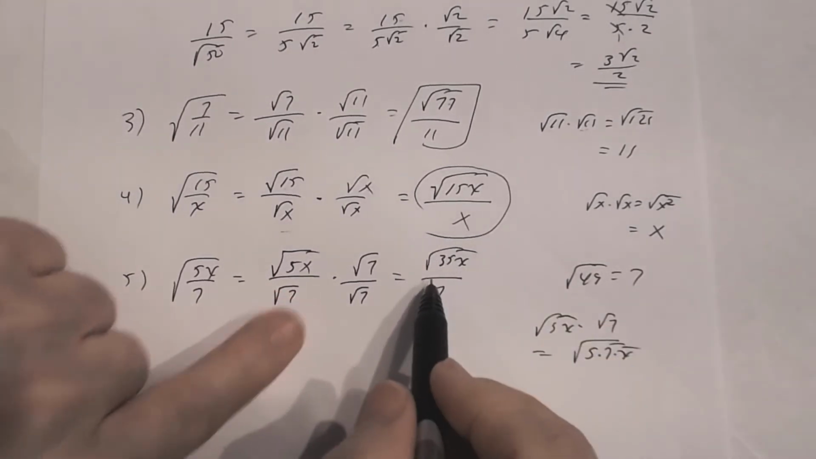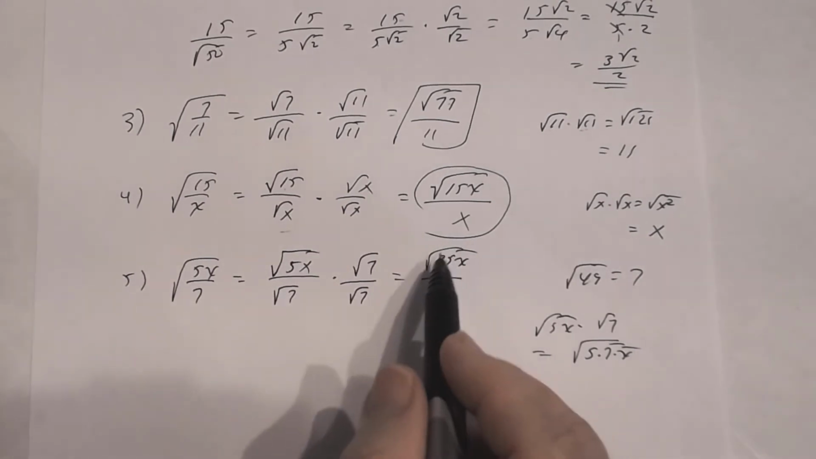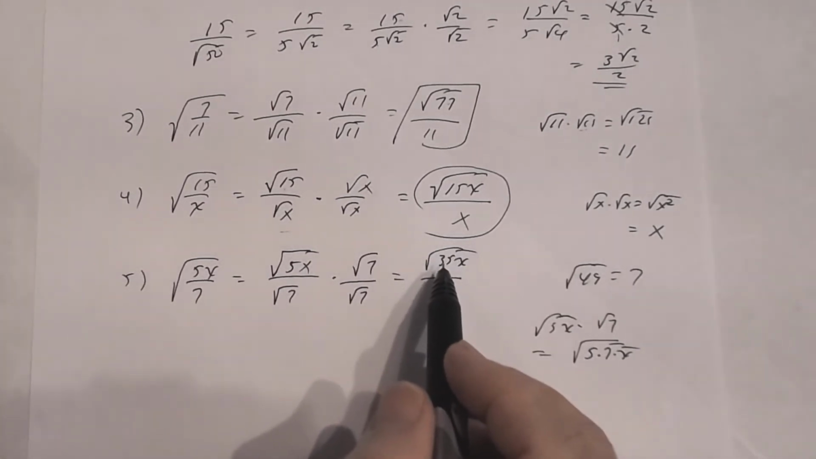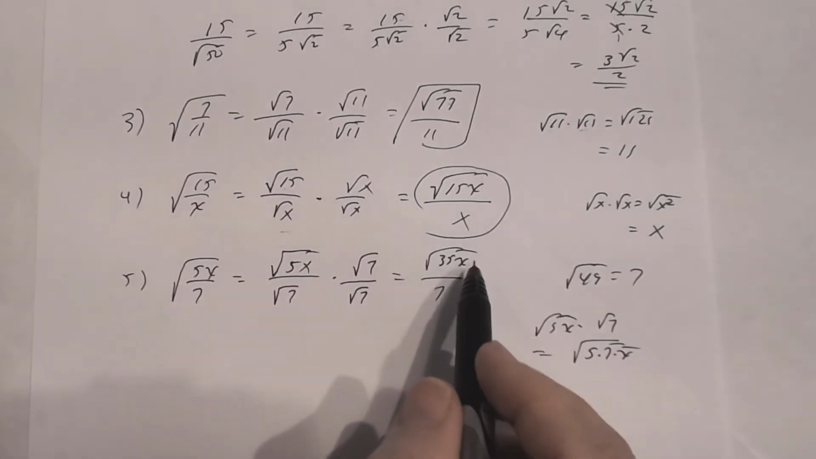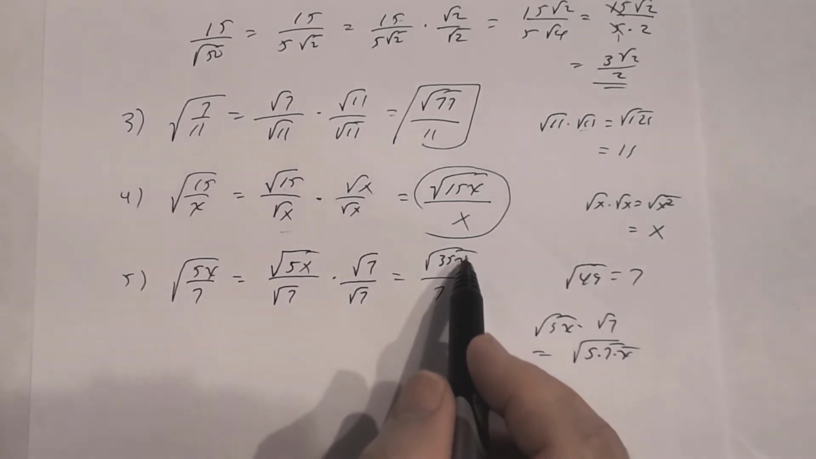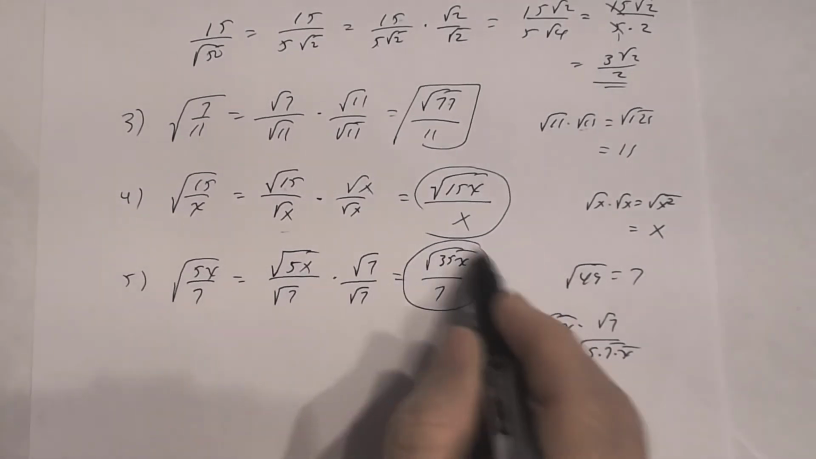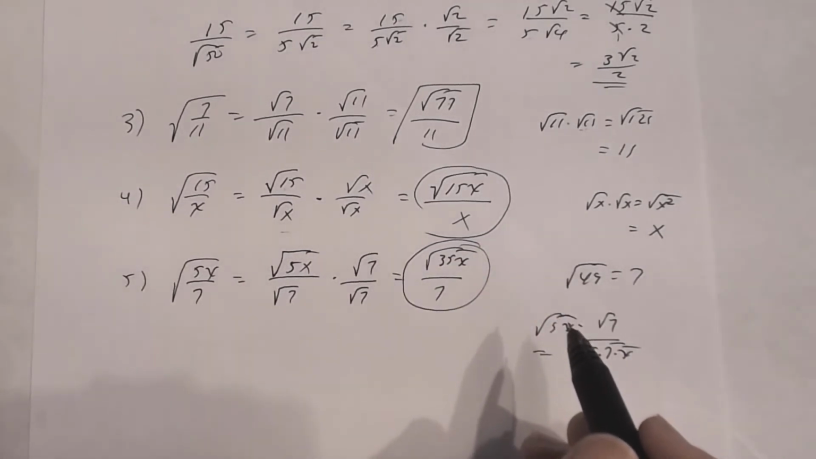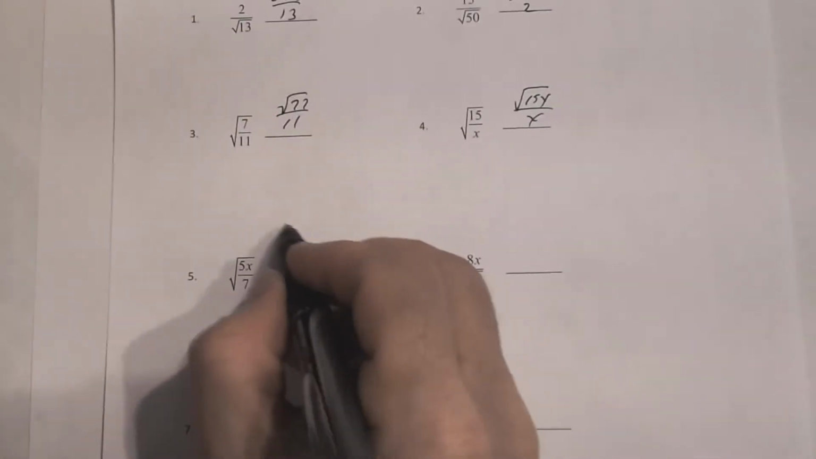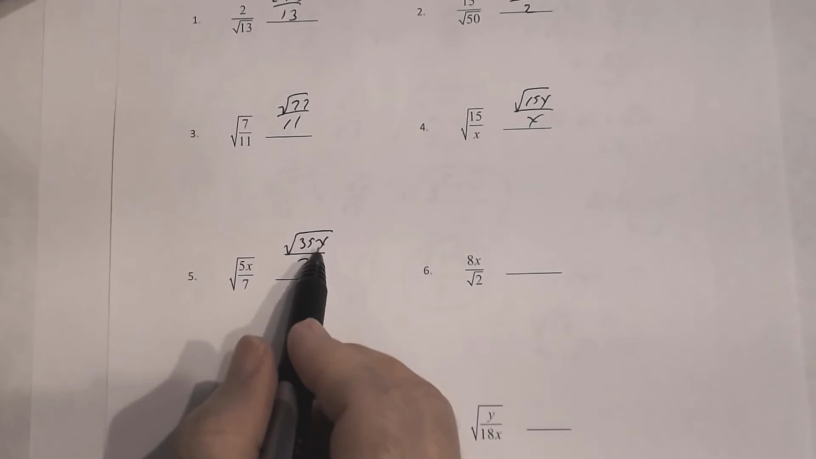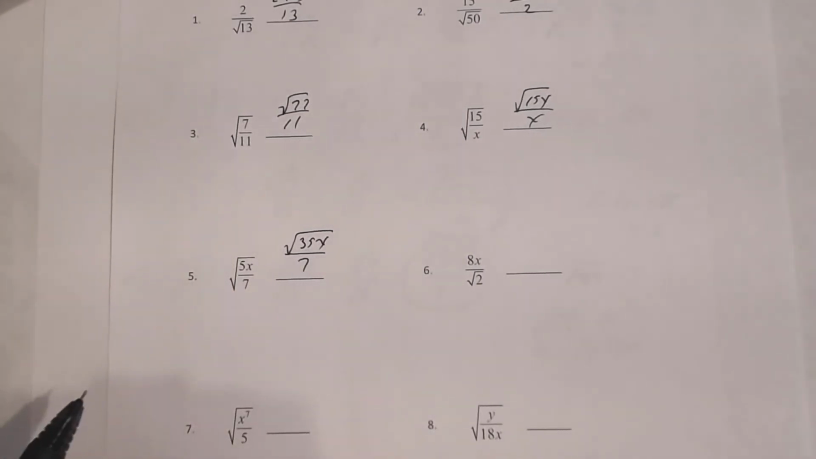And then ask yourself, can I simplify that square root any further? What's the only perfect square that goes into 35? 1. And then notice the square root of x, since the exponent here is 1, and 1 is less than 2, I cannot simplify that. So that's your answer. The answer to number 5 is square root of 35x divided by 7. Square root of 35x divided by 7. And make sure the x looks like it's under the square root.